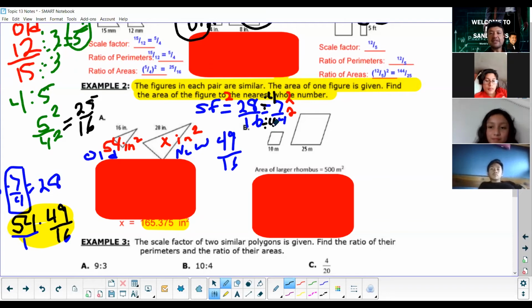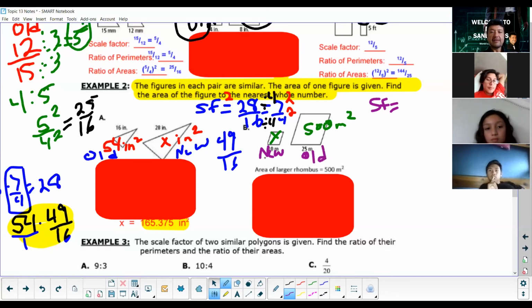So now, Max, do the next one for us. Well, actually, let's do this. Let me give you the area of the larger rhombus, which is 500. So this one's 500 and this is meters squared. All right, so Maximus, lead us through how do we solve this one? So the greatest scale factor is 5, for 25 out of 10. No, Maximus, listen, stop. All right, this is new and this is old. Now, why did I pick that?